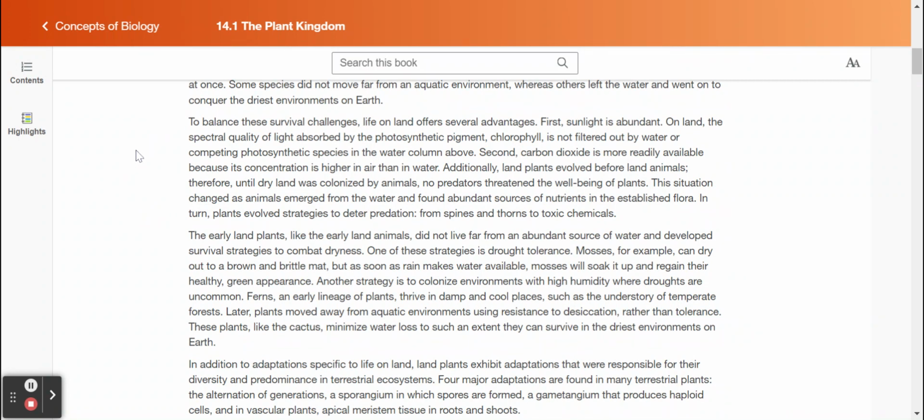To balance these survival challenges, life on land offers several advantages. First, sunlight is abundant. On land, the spectral quality of light absorbed by the photosynthetic pigment, chlorophyll, is not filtered out by water or competing photosynthetic species in the water column above. Second, carbon dioxide is more readily available because its concentration is higher in air than in water.